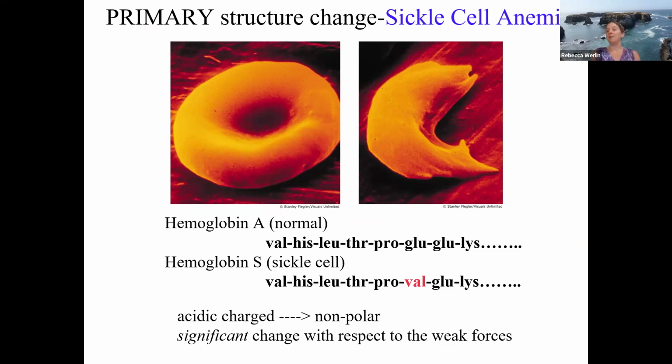So amino acids are usually going to be hydrophilic, water-loving, or hydrophobic, water-fearing. Now, normal hemoglobin, as you can see, has this series of amino acids, and hemoglobin that causes sickle cell anemia has a different one. And you can see glutamic acid has been switched for valine, and the valine is denoted in red. And what happens is you go from an amino acid that had a very hydrophilic charge to something that is nonpolar and completely hydrophobic. And so that is a very, very significant change in those weak forces.